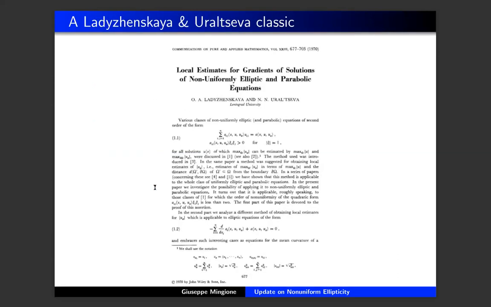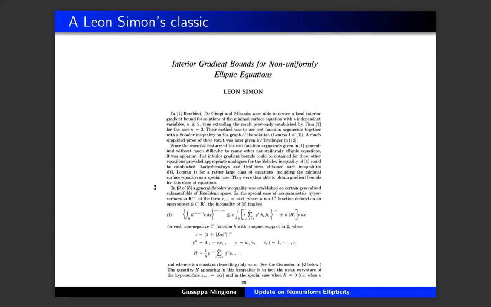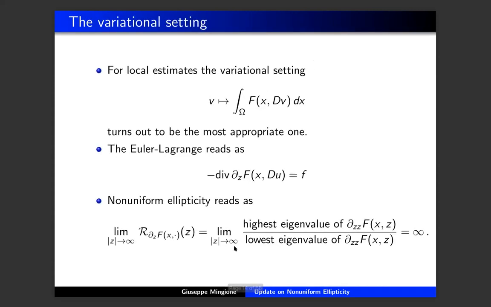Okay, this is a classical paper of Ladyzhenskaya and Uraltseva I was talking about before, and these are classical Trudinger's papers and so forth. And these are Leon Simon's papers. And here on the first page, you can see, for instance, the classical Michael-Simon inequality. That's the Sobolev inequality on manifolds, and it involves the mean curvature, as is well known. These are classical papers and tools used in this setting where special structures are used. You can see, for instance, the operators on minimal surfaces here.